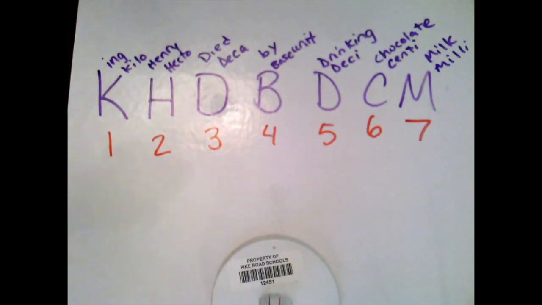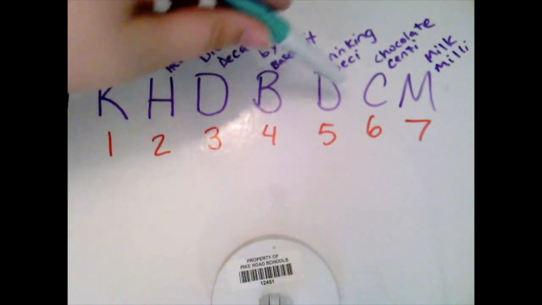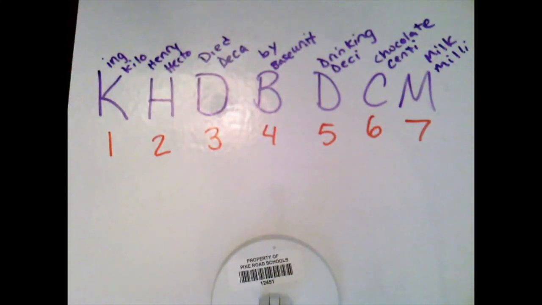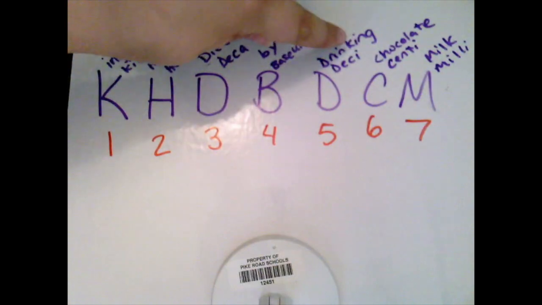Right here, I have King Henry died by drinking chocolate milk. You had already copied down this anchor chart in your notebooks, which I hope to get back to you, and you just don't have it right now, so I'm giving it to you here. King Henry died by drinking chocolate milk is an easy way to remember the measurement sizes. So kilo, hecto, deca, our base unit, deci, centi, and milli.